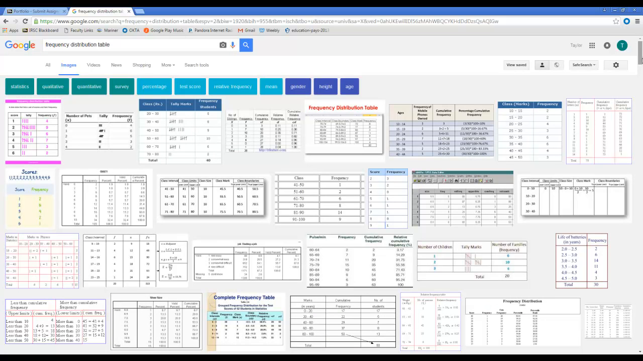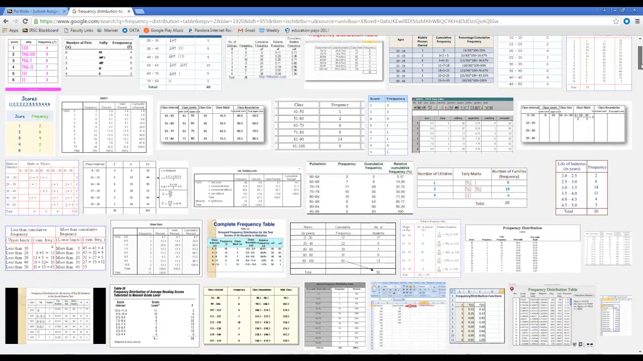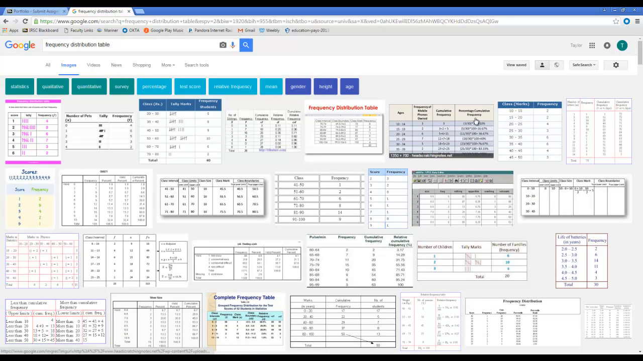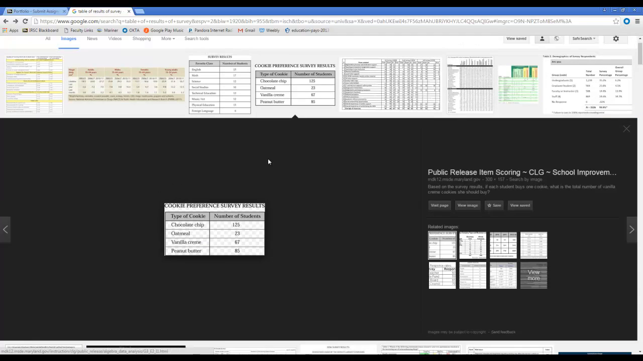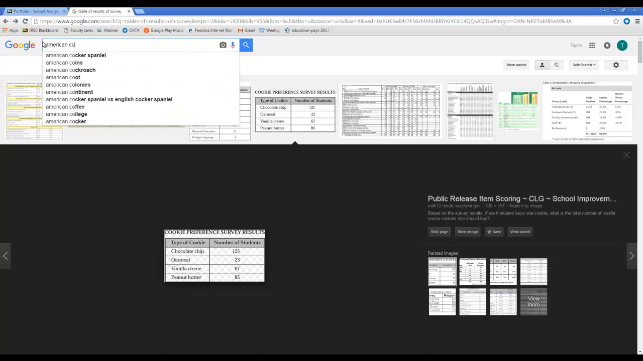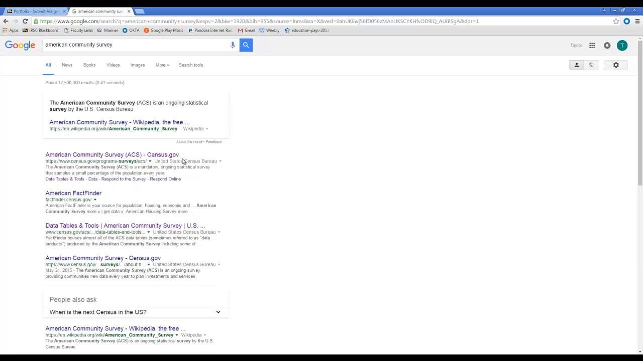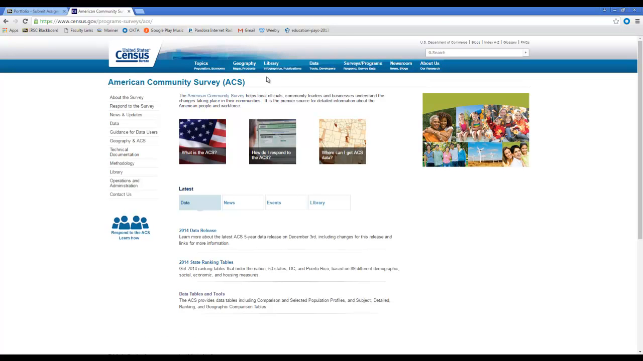Except here, sometimes the data might not be categorical. So it looks like a lot of this data is more numerical as opposed to categorical. So it would be good maybe to do like the author said and look for results of a survey. Or, I've got a better idea, I think. Type in American Community Survey. Oh, not images. Go to all. American Community Survey. This is a part of the Census Bureau website that's pretty useful.